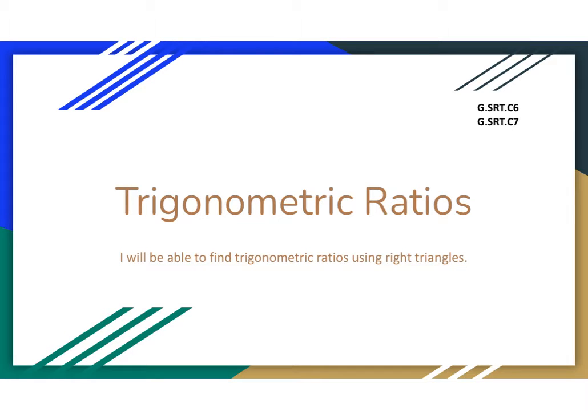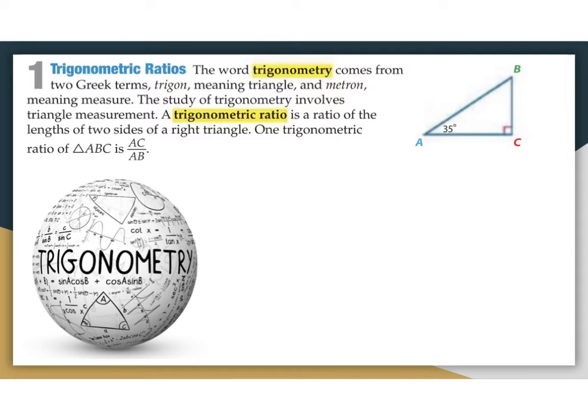Trigonometric ratios. After watching this video, I will be able to find trigonometric ratios using right triangles. So first we want to figure out what trigonometry comes from, and it's basically coming from two Greek words, one of the words meaning triangle and the other word meaning measure. So trigonometry is just studying triangle measurements. And when we talk about measurements, we're talking about the actual angle measurements as well as the side measurements.